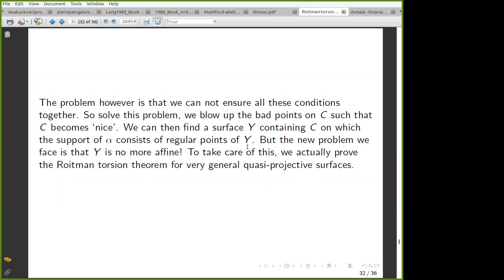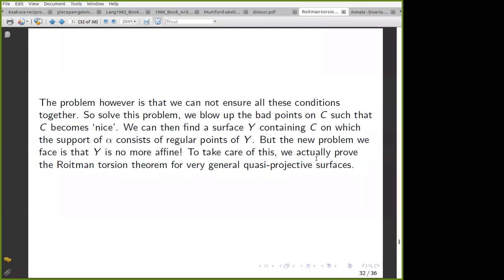You can do that. But the new problem we face is that Y is no more affine, because you have done the blow up of X. If you take an affine variety and blow up enough number of times, then you lose the affineness. It becomes a very bad scheme. So although you can find a Y which contains your C, Y is no more affine. So I cannot apply my affine Roitman torsion theorem for surface.